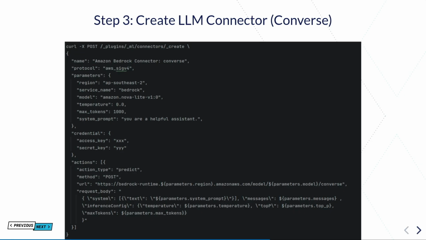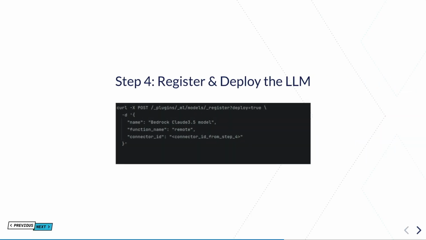I'm sure if you were doing something super specific and academic or scientific, there'd be a different model you could use. But if you're not sure, Nova Lite's a really good one to start with. We deploy that LLM. The deploy flag means OpenSearch makes this immediately available. Deploying in this case just means that OpenSearch has set up the proxy for us to use.